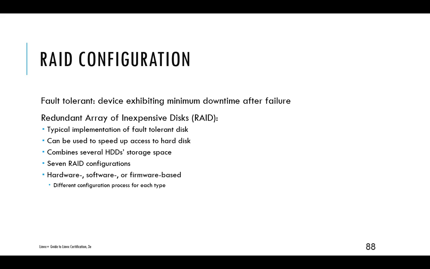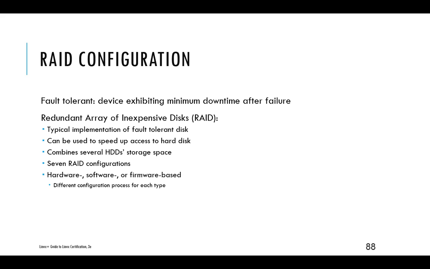RAID configuration. Y'all are familiar with RAID, the redundant array of independent disks. What is the minimum requirement for a RAID system? How many hard drives? Two. A mirror. RAID 1. Look yourself in that big mirror, right? Oh, that's right, RAID 1. I was about to correct myself too. RAID 1 is mirroring. RAID 0 is the striping.